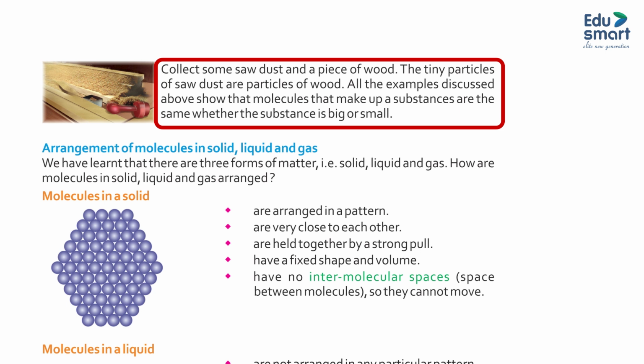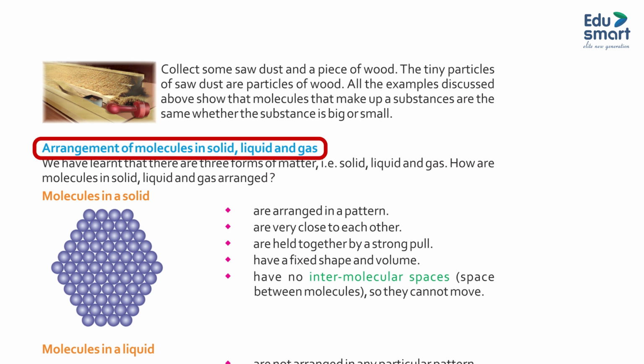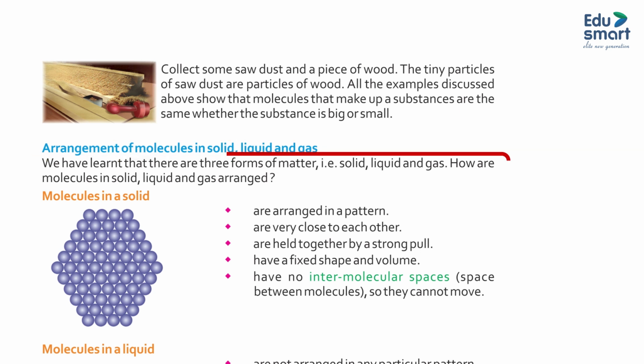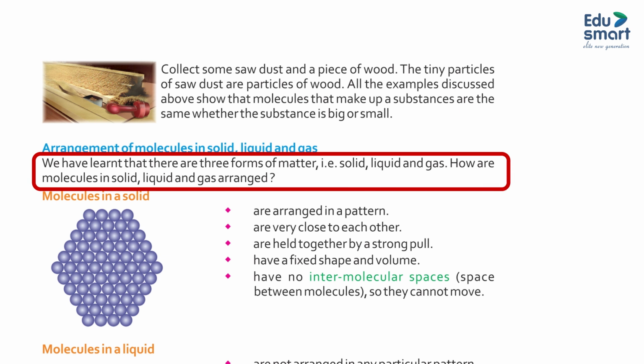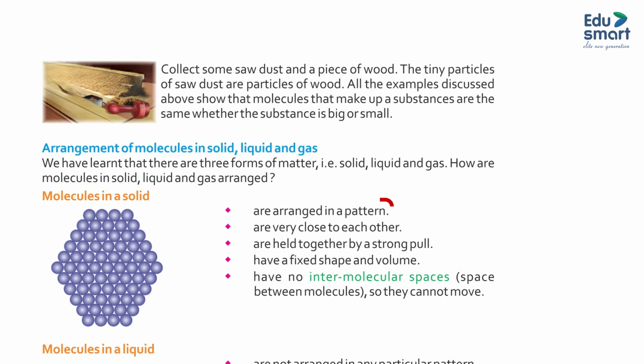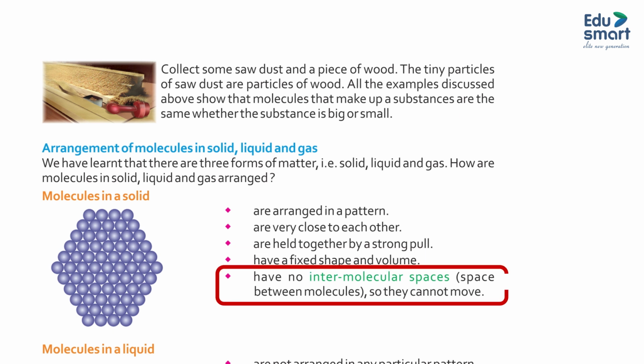big or small. Arrangement of molecules in solid, liquid and gas. We have learned that there are three forms of matter: solid, liquid and gas. How are molecules in solid, liquid and gas arranged? Molecules in a solid are arranged in a pattern, are very close to each other, are held together by a strong pull, have a fixed shape and volume, and have no intermolecular space between molecules, so they cannot move.